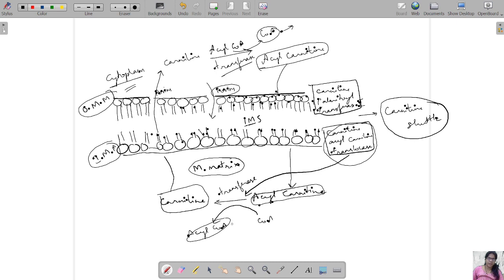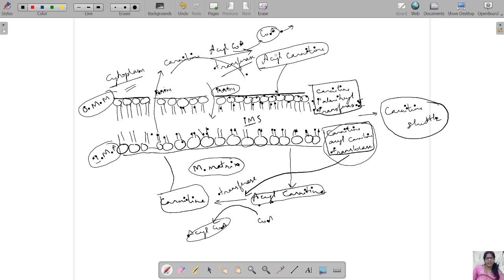So you got your acyl CoA in the mitochondrial matrix, which will undergo beta oxidation. The carnitine gets cleaved, and this carnitine again goes into the intermembrane space, where it attracts acyl CoA, forming acyl carnitine. So this is the cycle that happens here. The whole cycle happens with this conversion.